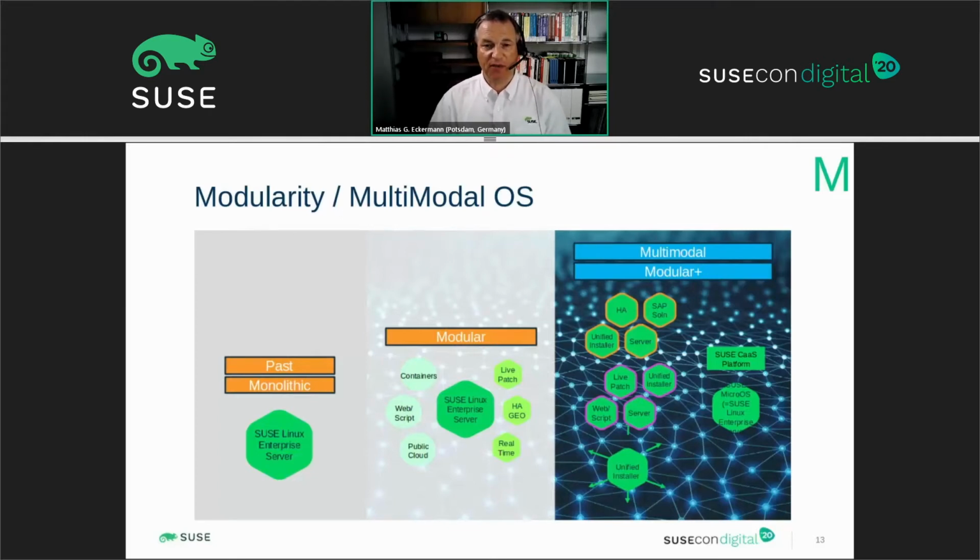With SUSE Linux Enterprise 15, we have even expanded this modular approach. We call it Modular Plus, because we have seen the need to free the delivery a little bit from the life cycle of specific packages. So what this means is that we want to describe in a better way how specific parts of the operating system are supported and serviced, what life cycle they have, and what rules apply to those.